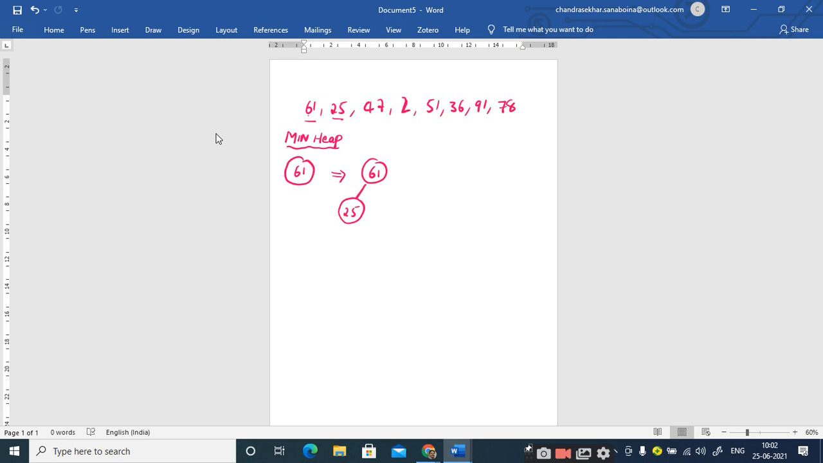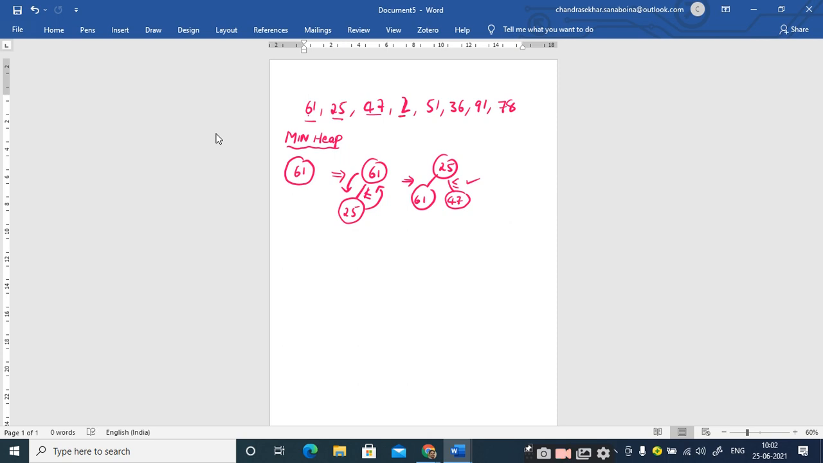What is the heap property for the min heap? The root node should be less than or equal to the child nodes, but this is not satisfied. If it is not satisfied, you have to make a swap operation. So this becomes 25 and this is 61. Now I have to add the new element 47. I'm just continuing here, but from the examination point of view, you should write it as a separate step. So I add this 47 as the right child of 25. Now check the heap property. 25 is less than or equal to 47, satisfied. So go to the next step.